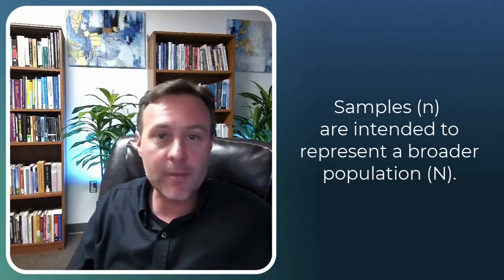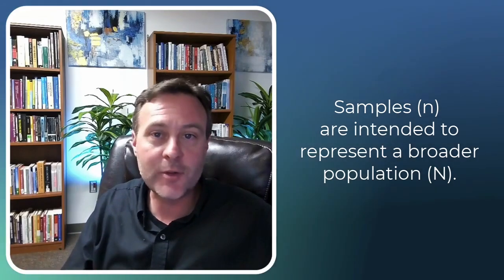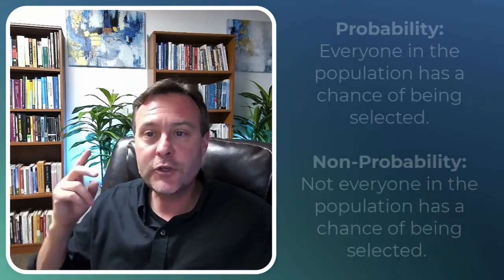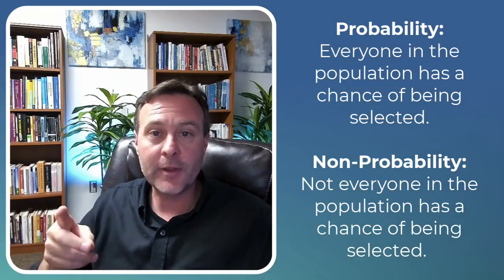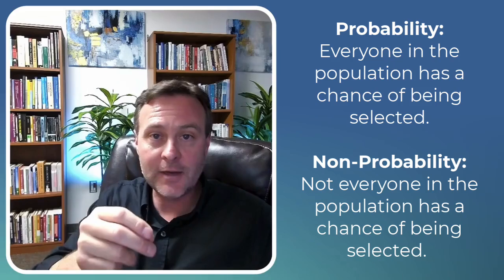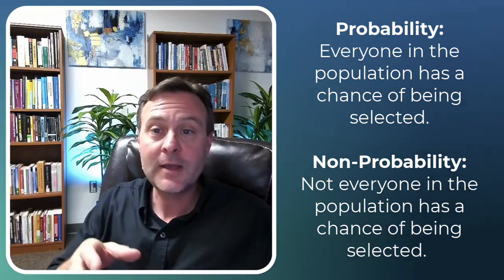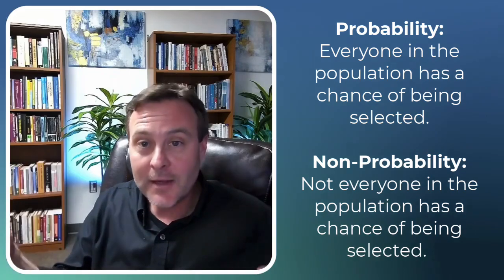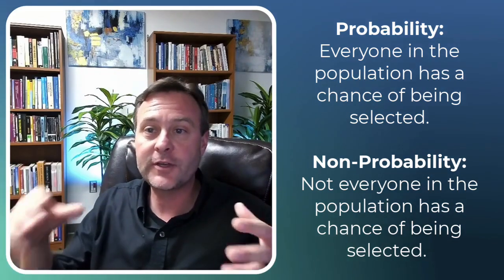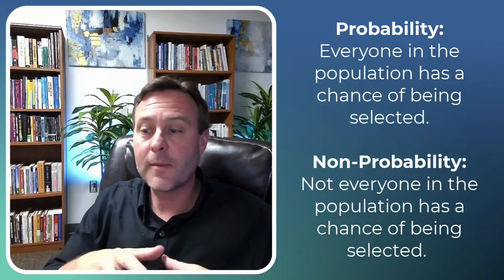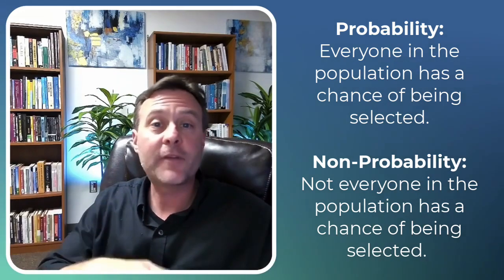We can't just grab anybody. That'd be called a convenience sample, and that's generally not rigorous enough for sociological research. So there's two main categories of sampling. There's probability sampling and non-probability sampling. Probability sampling means that everyone in the population has a chance of being selected for your sample. That is the most generalizable, but it's often impractical.